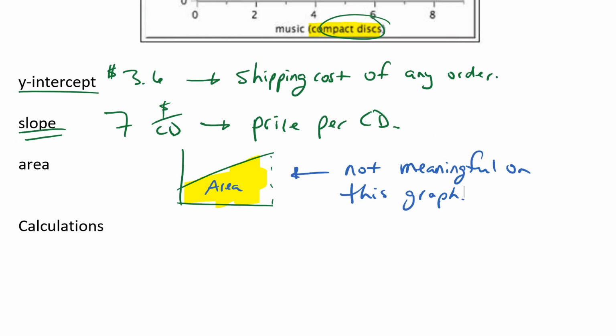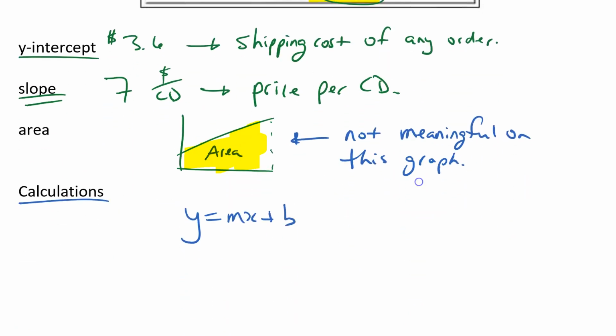We can use the graph now to make our mathematical model, our math equation out of this. Instead of y, this would be cost in dollars, so maybe I'll say C. The slope, we said, was $7 per CD. X was the number of CDs. Oh no, now I put C for cost. How about I use D for discs, maybe something like that. Plus, the y-intercept was $3.60 to start off with.